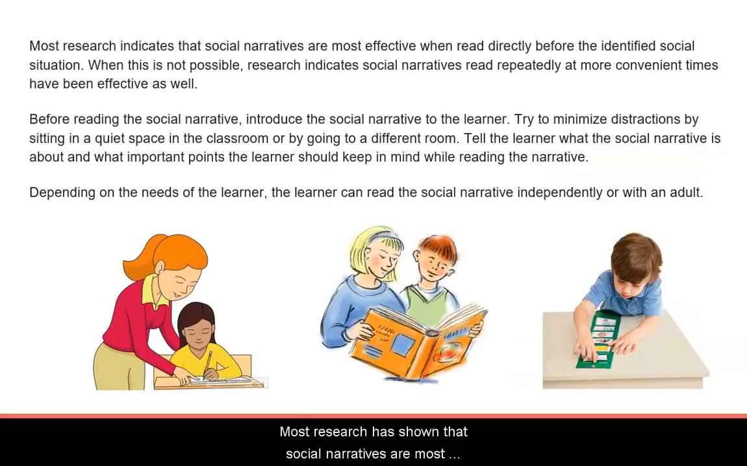Most research has shown that the social narratives are most effective when they are read directly before an identified social situation. If that is not always possible, reading a social narrative repeatedly at a more convenient time has proven to be effective as well. You are teaching a skill as you read these narratives to students or have them read them to themselves.